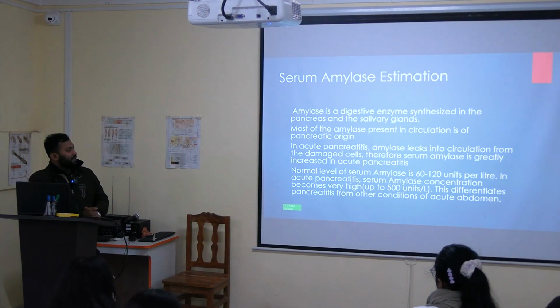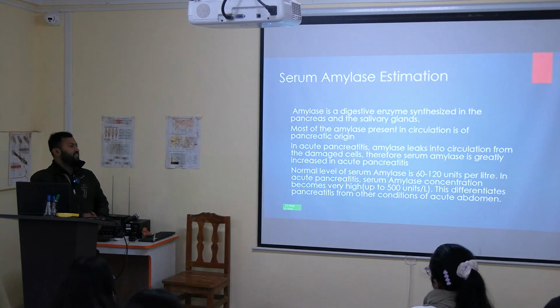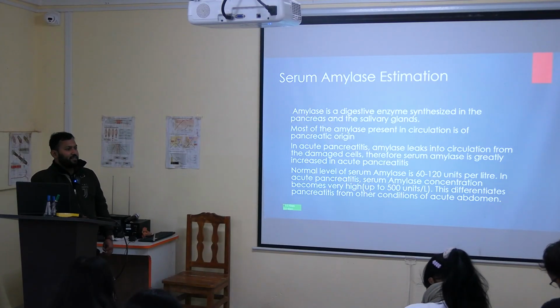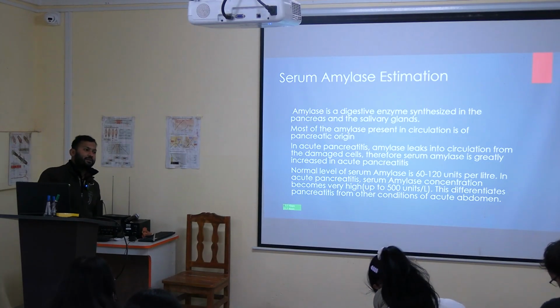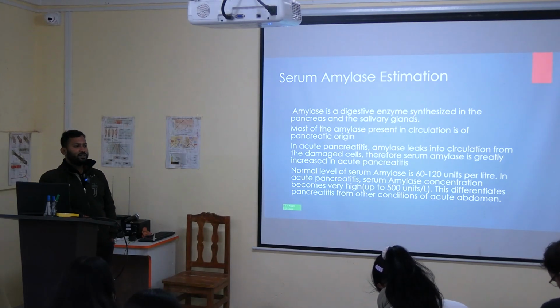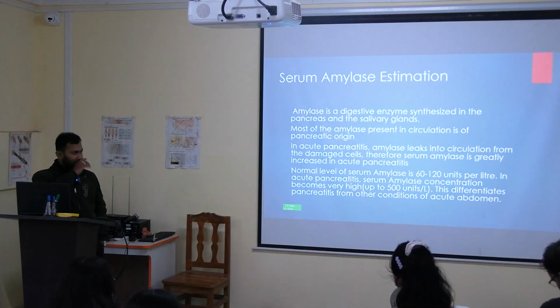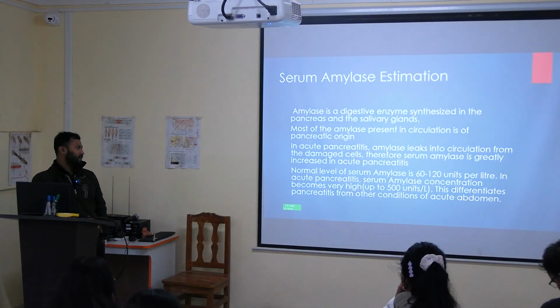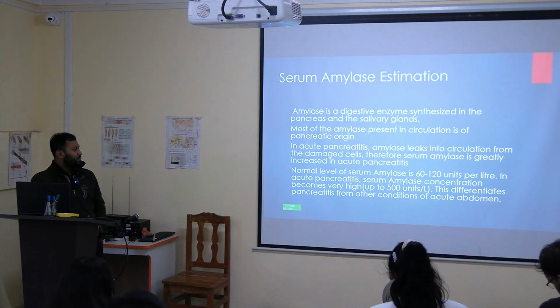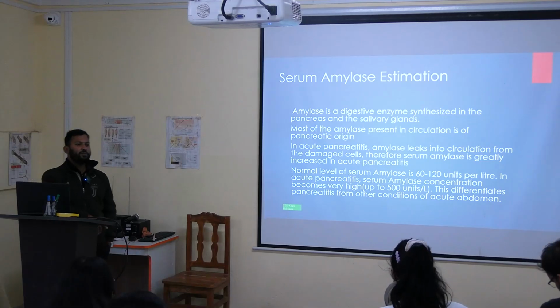Normal level of serum amylase is around 60 to 120 units per liter. In some books it is written as 60 to 180. So in acute pancreatitis, serum amylase concentration becomes very high, up to 500 units per liter. Sometimes it can exceed 500 also. There are sometimes 1100 to 1200 like this. So there may be very high amylase concentration in the blood. So this differentiates pancreatitis from other conditions of acute abdomen.